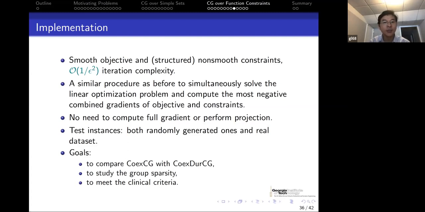We want to see whether incorporating this group sparsity constraint will give us a solution with a smaller number of angles. And of course we want to meet the clinical criteria, because meeting the clinical criteria is the most important. Otherwise, this treatment plan cannot be applied to the patients.